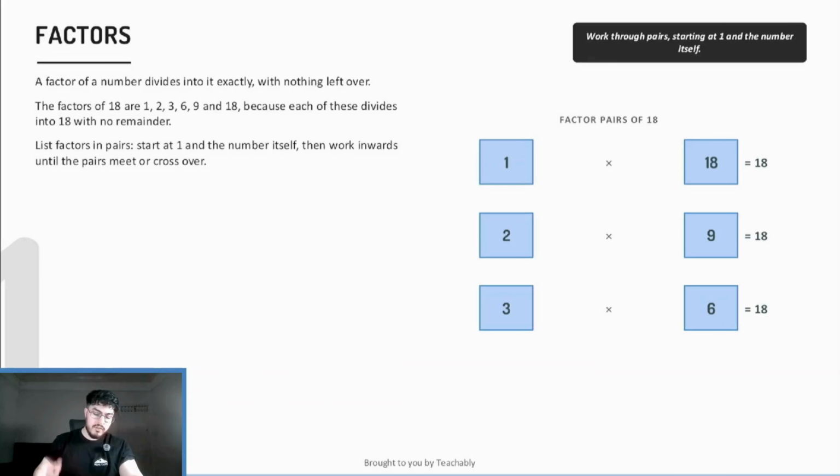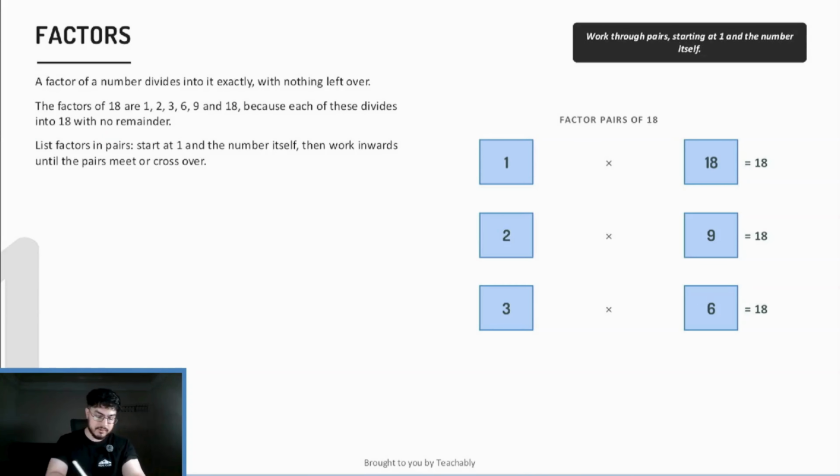So the first thing we need to look at is factors. A factor of a number divides into it exactly with nothing left over. For example, the factors of 18 are 1, 2, 3, 6, 9 and 18, because each of these divides into 18 with no remainder.